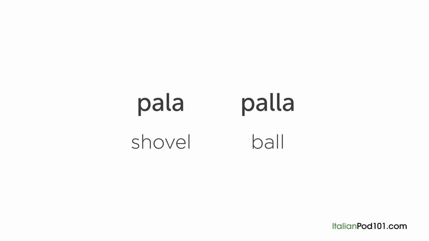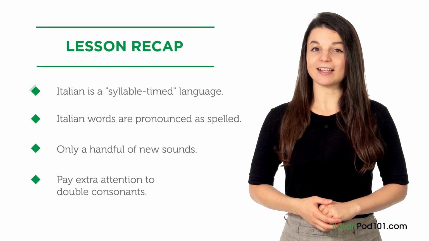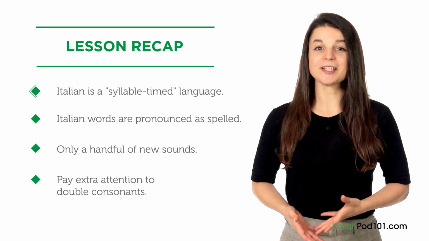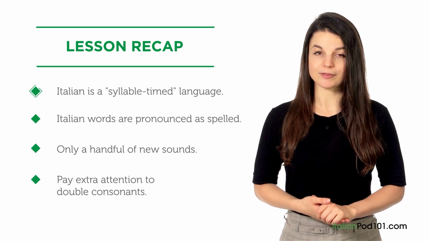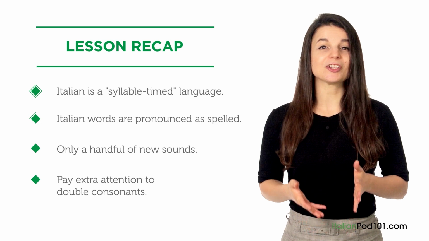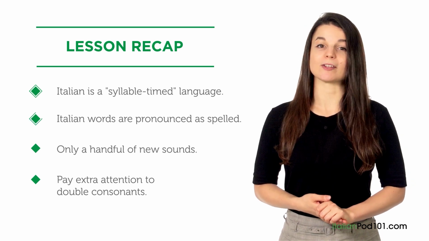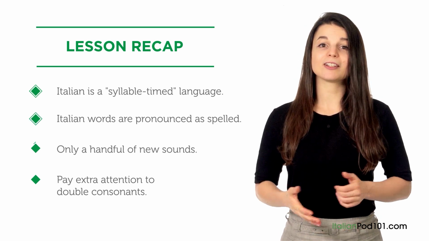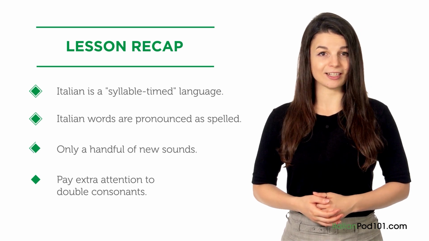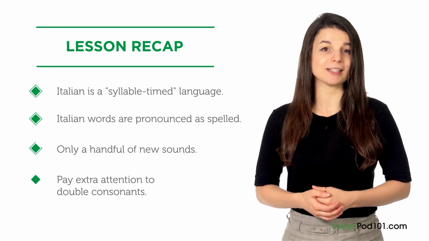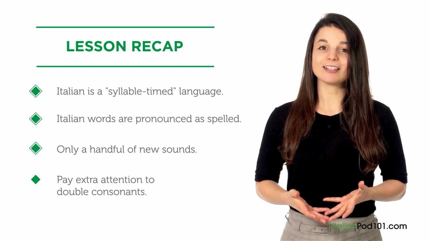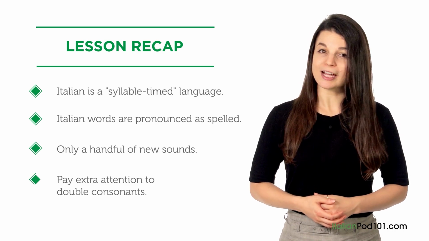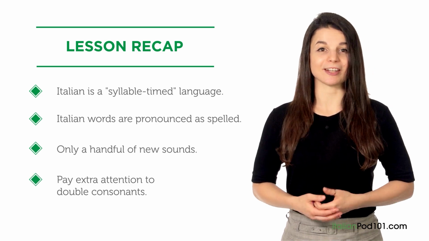Okay, let's recap what we've learned in this lesson. In this lesson, you learned that Italian is a syllable-timed language, where syllables are pronounced for roughly an equal amount of time. Italian pronunciation is very regular, so most words are pronounced as they're spelled. Collectively, nearly all sounds in Italian are identical to English, and there are only a handful of new sounds that you need to learn. And finally, double consonants are an important aspect of Italian pronunciation which you need to look out for.